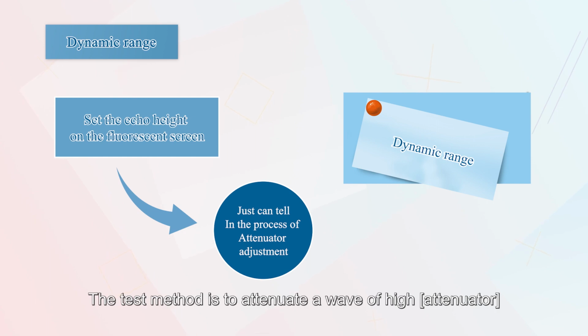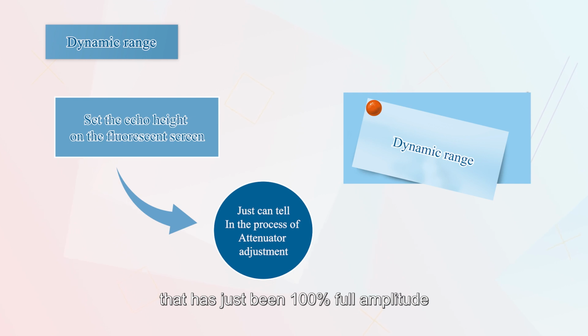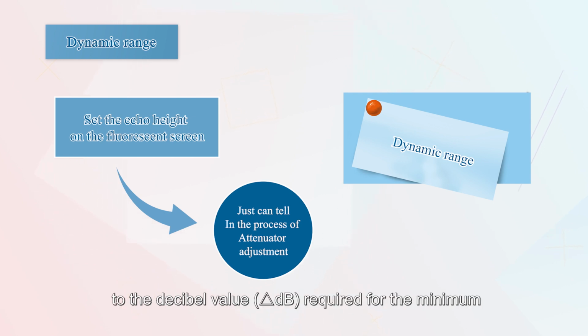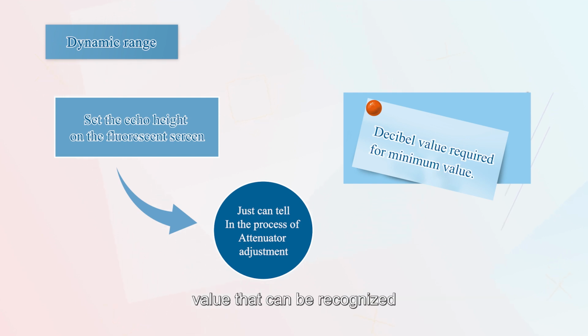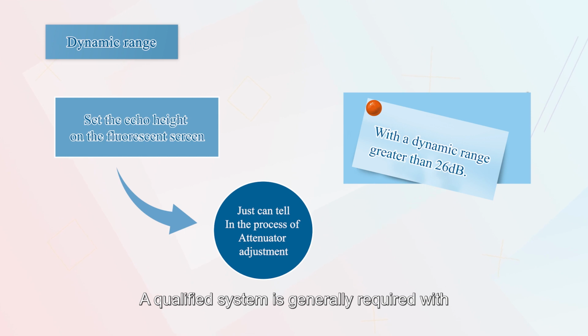The test method is to attenuate a wave height that has just been 100% full amplitude to the decibel value required for the minimum value that can be recognized, which is the dynamic range of the instrument. Generally, the CS series test block is used for measurement, and the height of the test block and the size of the defect are subject to the test. A qualified system is generally required to have a dynamic range greater than 26 dB.